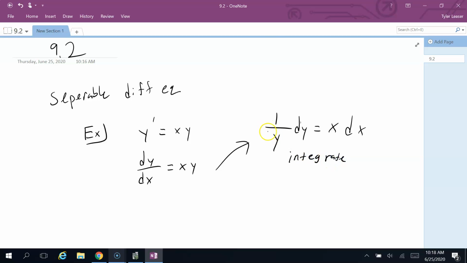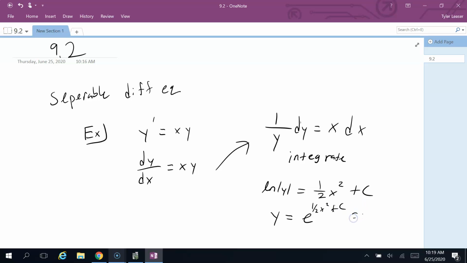The integral of 1 over y dy is going to be the natural log of the absolute value of y. The integral of x dx is 1/2 x squared plus c. Don't forget that plus c. And then if I want to solve for the y, I would just take the e of both sides. So the e cancels out the natural log over here, but on the right-hand side, we'll write this as e to the 1/2 x squared plus c.